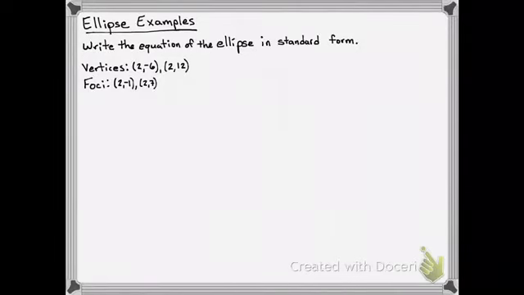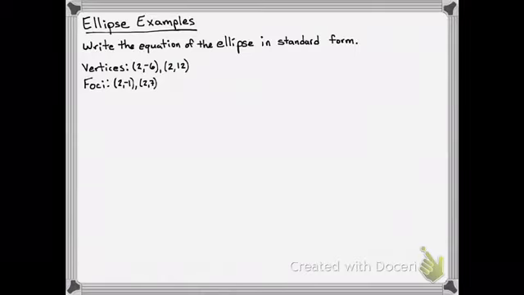Okay, so in the last video we looked at ellipses. We're going to take a look at a couple of different examples of what to do with an ellipse, how to write equations of ellipses and things like that. So for this problem, write the equation of the ellipse in standard form. Our vertices are (2, -6) and (2, 12). Our foci, plural of focus, are (2, -1) and (2, 7).